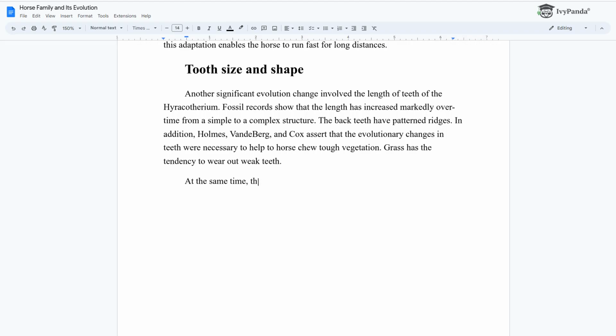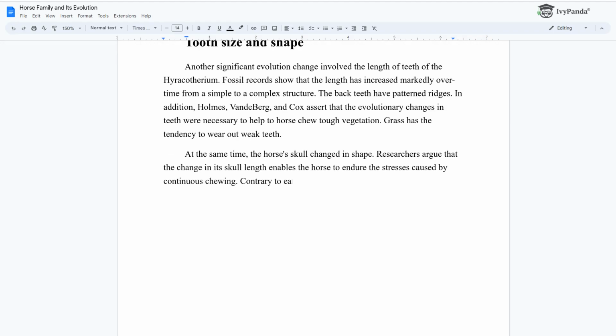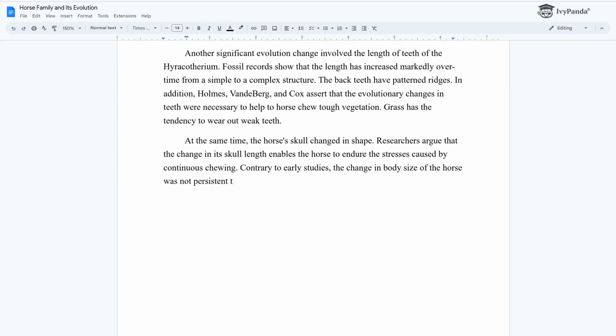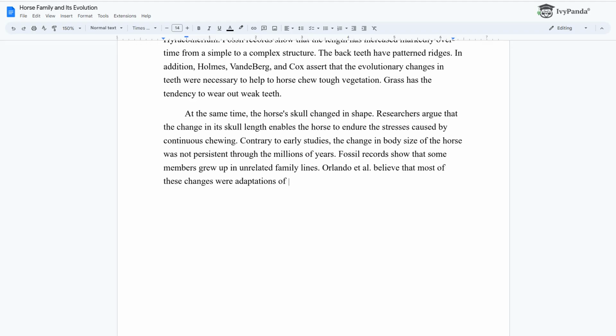At the same time, the horse's skull changed in shape. Researchers argue that the change in its skull length enables the horse to endure the stresses caused by continuous chewing. Contrary to early studies, the change in body size of the horse was not persistent through the millions of years. Fossil records show that some members grew up in unrelated family lines. Orlando et al. believe that most of these changes were adaptations of the horse to survive in its habitat.